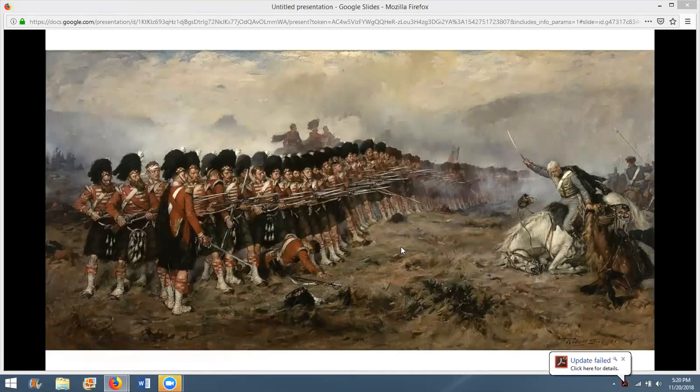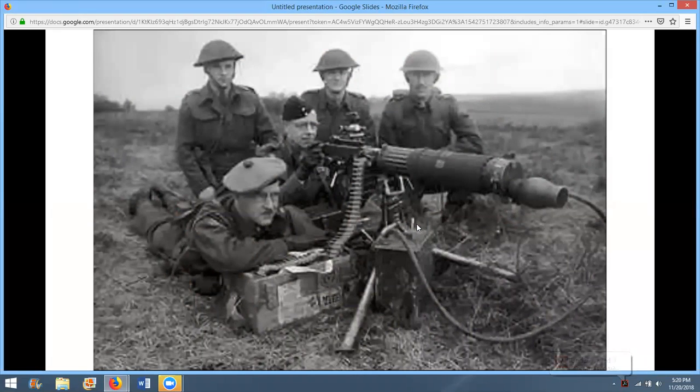But that was before, okay, what is this? Well, it's a machine gun. Before World War I, they didn't have the weapons. They didn't have the technology.